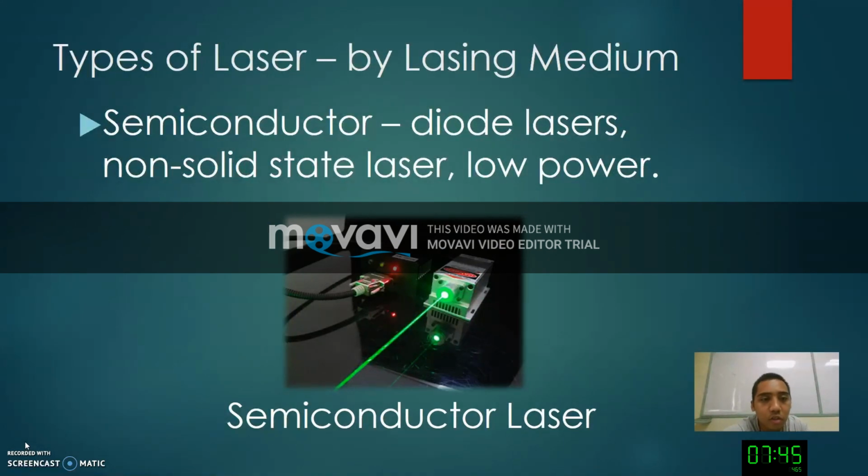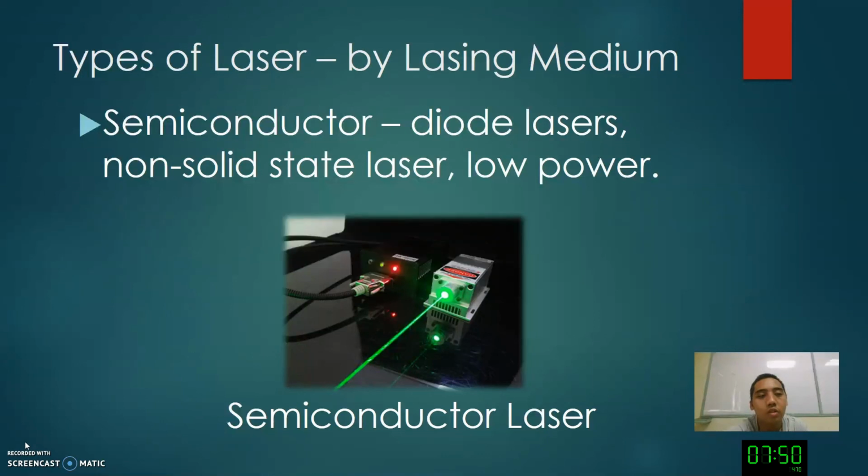The next type of laser is the semiconductor laser, also known as diode lasers. This type of laser is a solid state laser and consumes low power. An example of which is below.